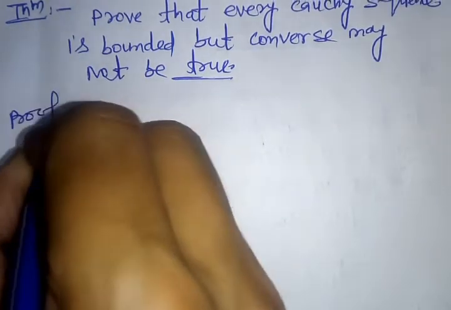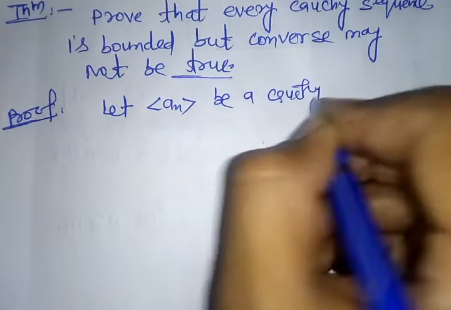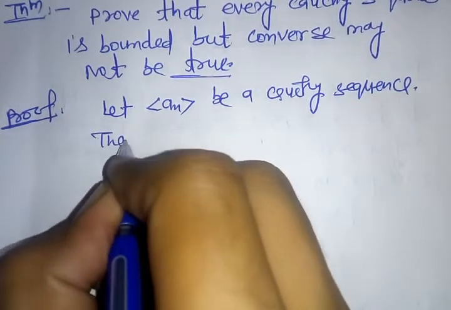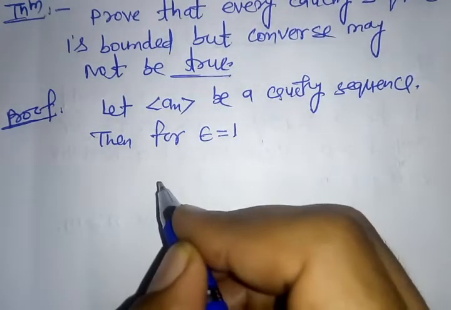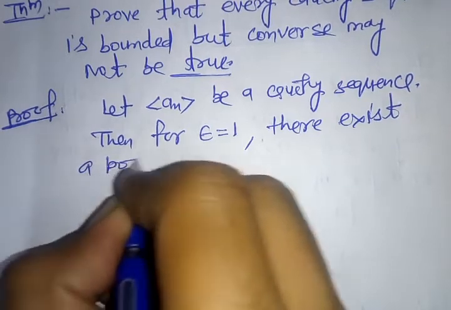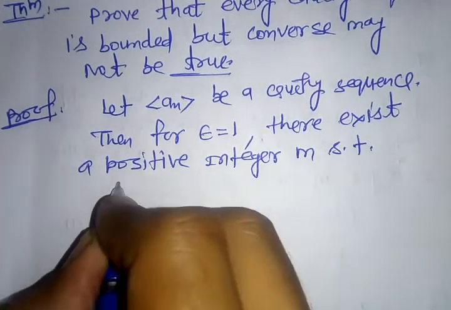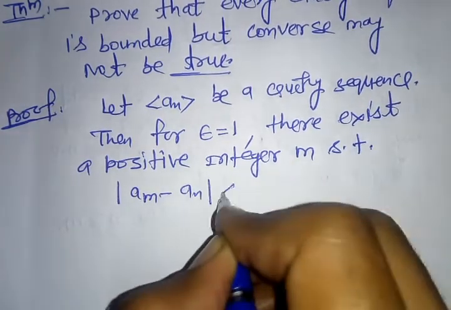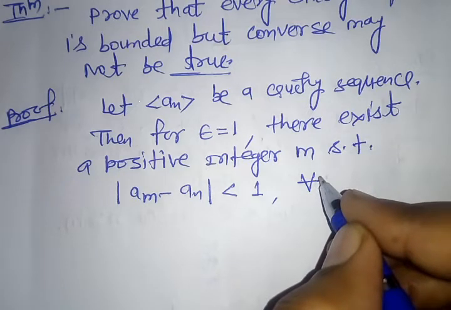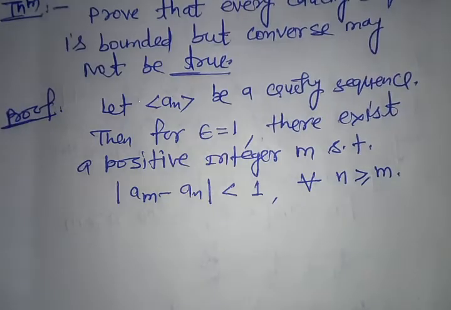Proof. Let the sequence an be a Cauchy sequence. Suppose this sequence is a Cauchy sequence, then for epsilon equal to 1, there exists a positive integer m such that mod am minus an is less than 1 for all n greater than or equal to m.